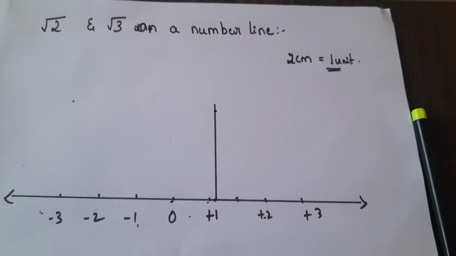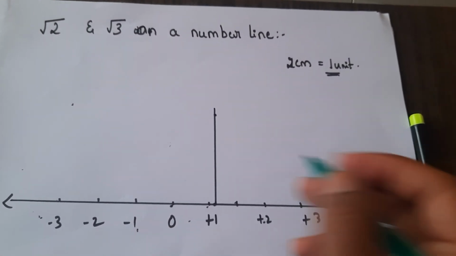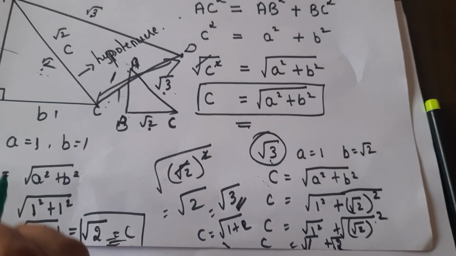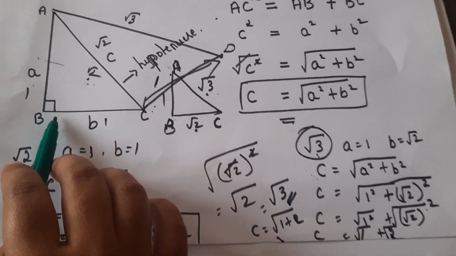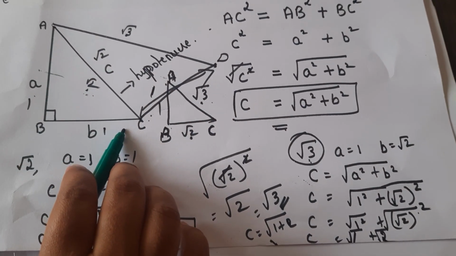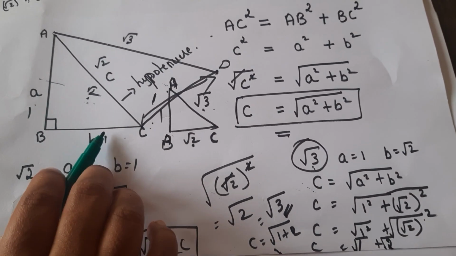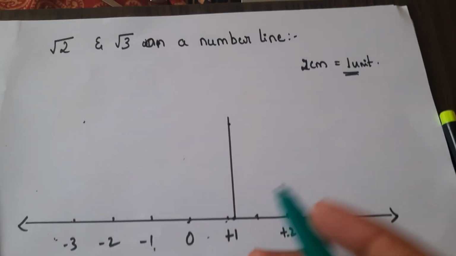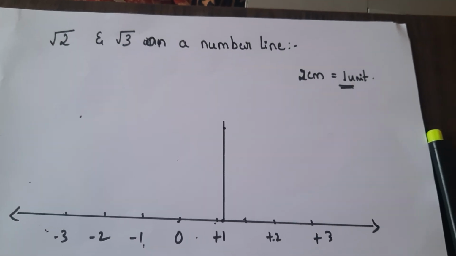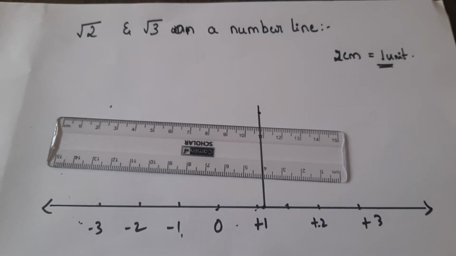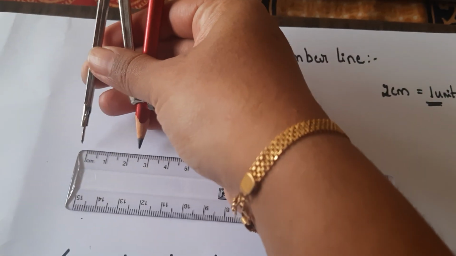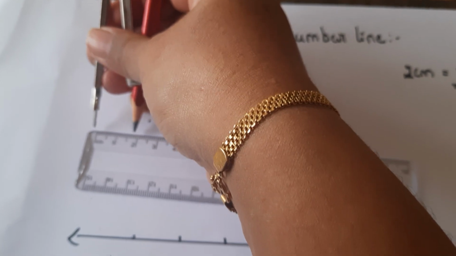Next, I showed you by drawing the right angle triangle, no? Here, for square root 2, both the sides of the right angle triangle are 1 unit each, so that we get the hypotenuse to be root 2. So what we need to do is take your compass. Since I have chosen 2 centimeter as 1 unit, I measure exactly 2 centimeter.